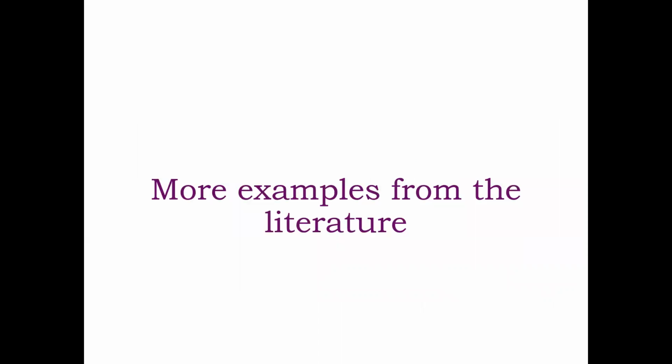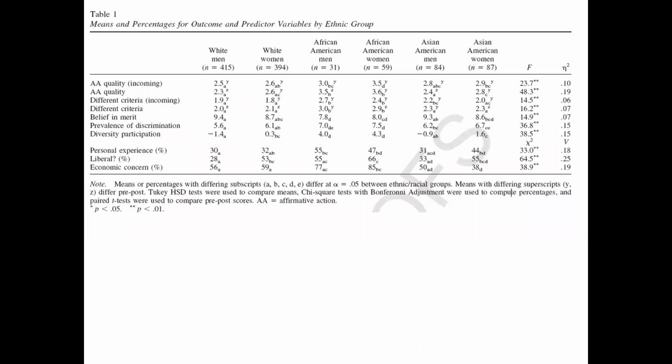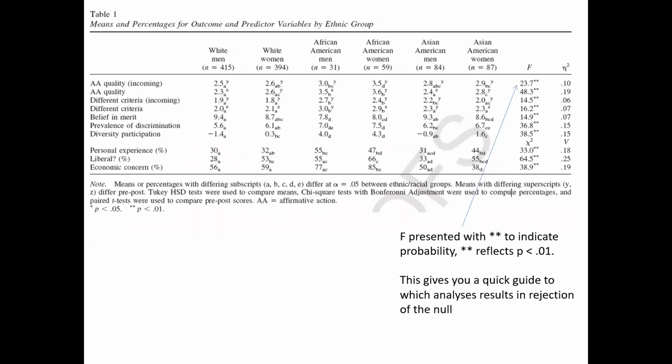Here are a few more examples from the literature that I have from one of my professors from a long time ago, my first psychology statistics professor, who studied before he became a full-time quantitative psychologist. He studied attitudes towards affirmative action. You can see in this table, these are all attitudes: attitudes towards affirmative action quality, different criteria, belief in merit, and so forth. You can see here you have your F value for each comparison. And here there were 1, 2, 3, 4, 5, 6 groups. So k equals 6.